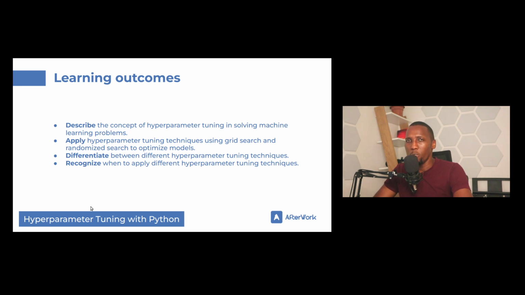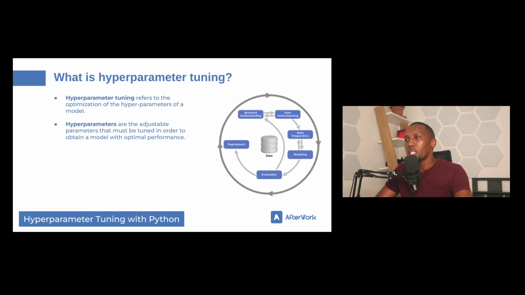We will be learning of the 4 different techniques. We should also be able to differentiate between different hyperparameter techniques, as well as be able to recognize when to apply those particular techniques when it comes to optimization. Starting off, what are hyperparameter tuning techniques?